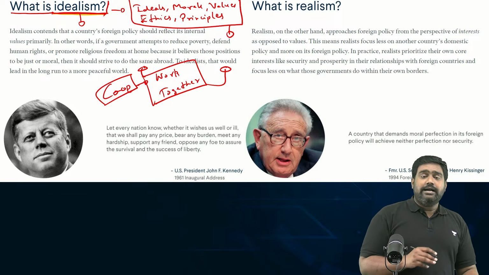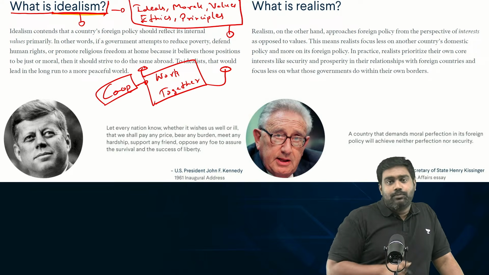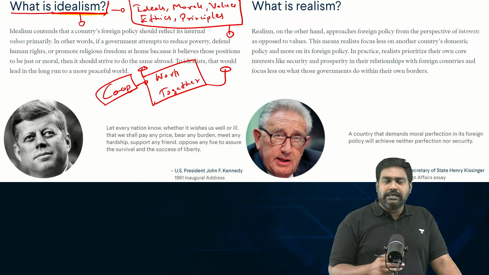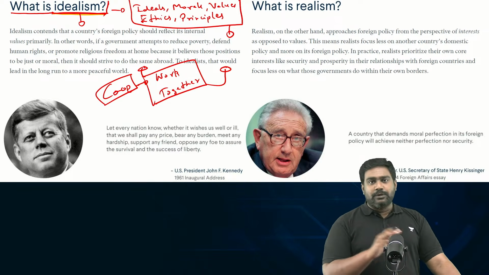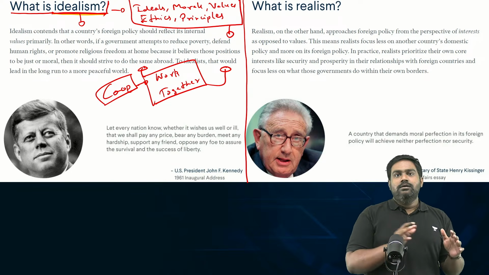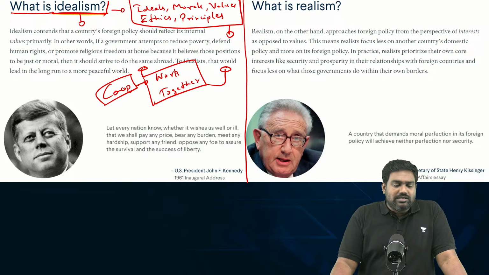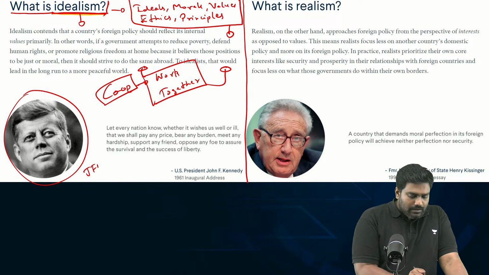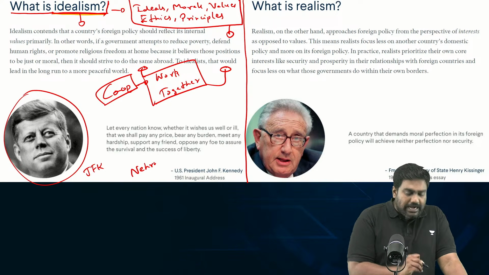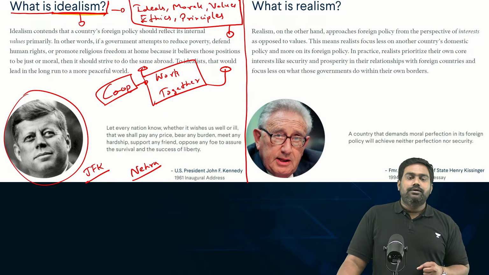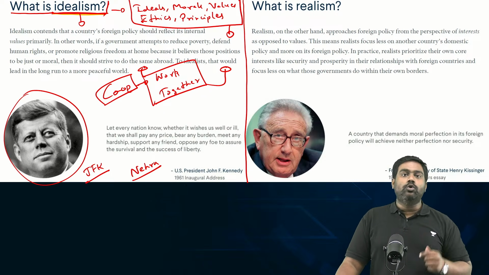The belief here is that if you follow a value based approach, a principled approach in foreign policy, protecting human rights, democratic rights, and if you stand up for these principles across the world in your foreign policy, this is considered to be the ideal implementation of a foreign policy that is rooted in ethics, morals, and principles. So leaders like JFK from US, Pandit Nehru from India, right? They were considered to be idealistic leaders. They were practitioners of the idealistic school of thought.